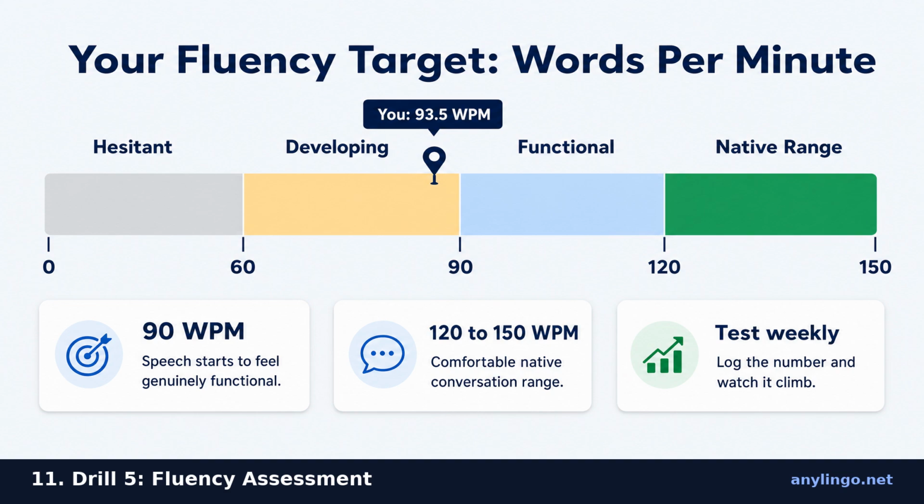Around 90 words per minute is the threshold where speech starts to feel genuinely functional, and the target you are working toward is 120 to 150 words per minute, which is the range of comfortable native conversation. Run this test roughly once a week, not every day, and write the number down. Watching that figure climb is the clearest proof that the subconscious training is working.